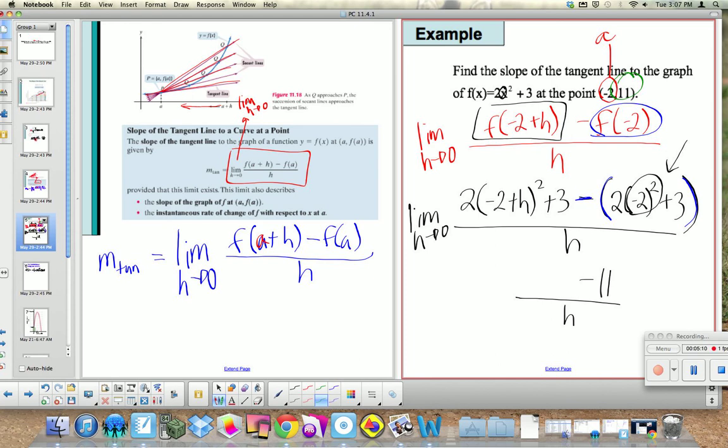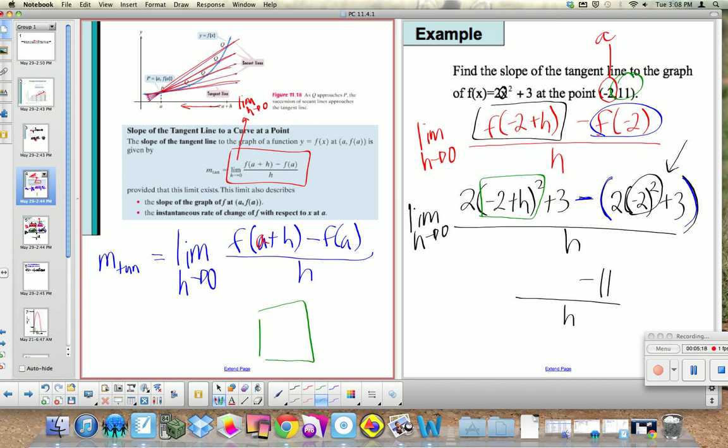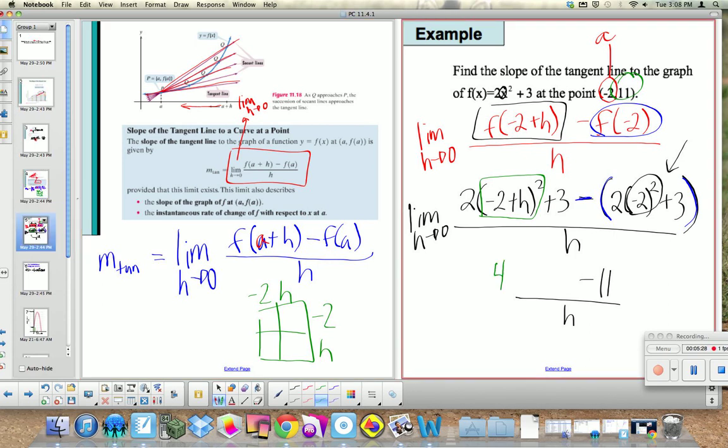Now let's work this part out on the left. This is our first thing to work out. So we're going to do negative 2 plus h squared. Remember, that's a generic rectangle. That's negative 2 plus h on both sides. I'm timesing it by itself. I'm going to do that in my head quickly. I'm going to get 4 plus negative 4h plus h squared.